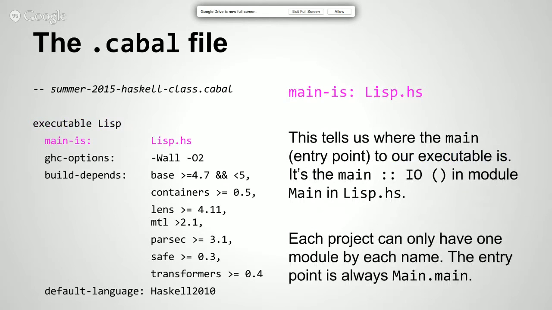Main-is tells you where your main module is. Perhaps slightly confusingly, there's a lowercase main action. It's an IO unit, so I've been calling IOs actions, to avoid using the word function. And then there's the capital M Main, which is the module, and Main.main is the entry point into the program.